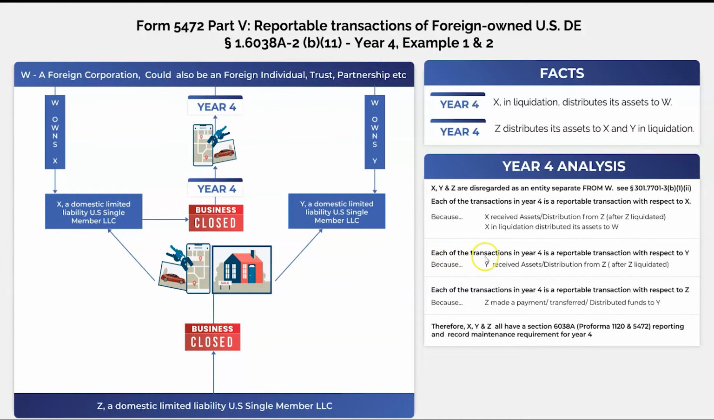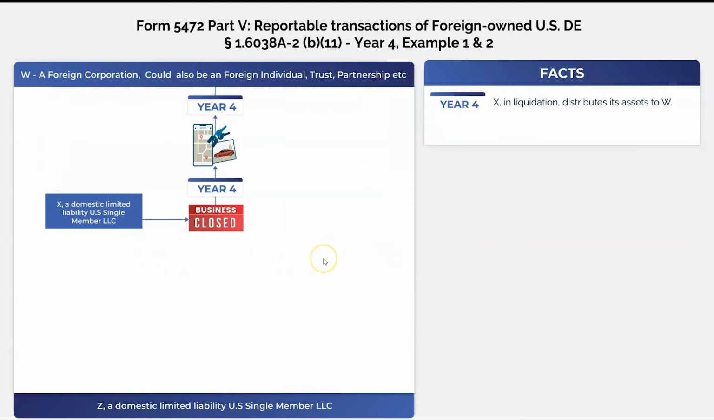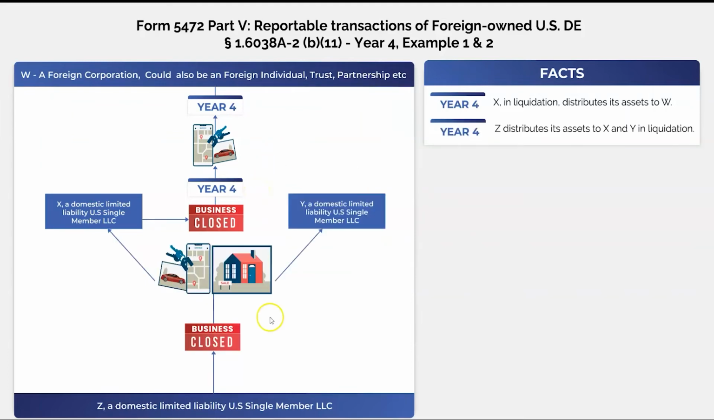So here it says that each of the transactions in year 4 is a reportable transaction with respect to Y. Now, why does Y have a reportable transaction? Let's go back again. Y has a reportable transaction because when Z closed business, it distributed the house that's sitting in Z to Y. Or you could say that it distributed whatever asset it has in common to X and Y. But here, for simplicity's sake, we are assuming that Z gave the house to Y, and then we have Z also giving the phone and the car to X. So it's just as simple as that.